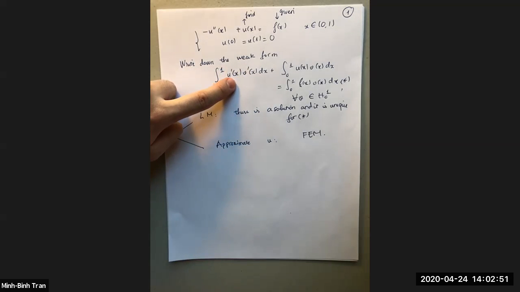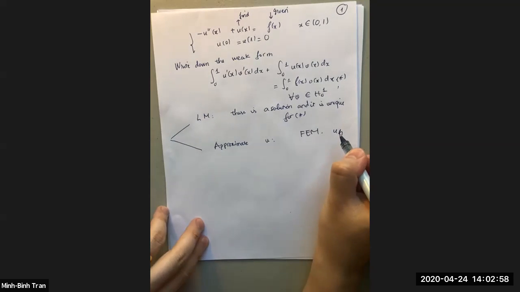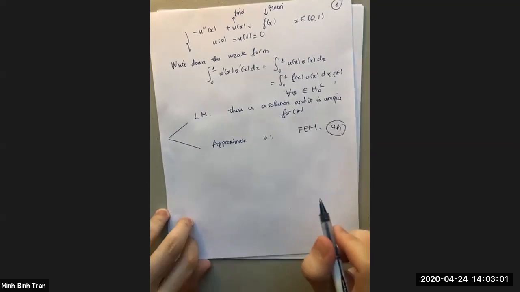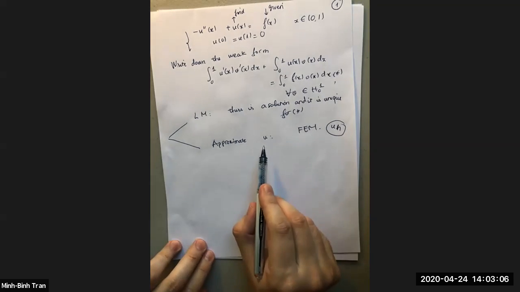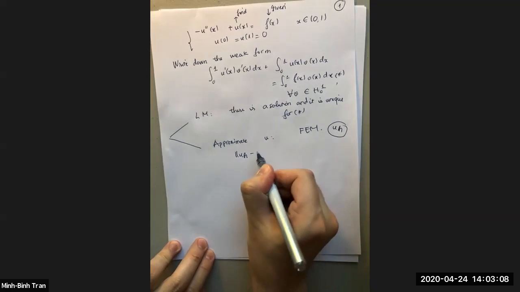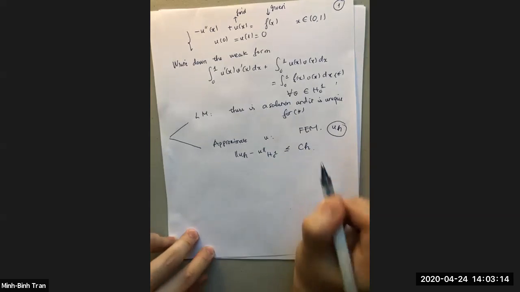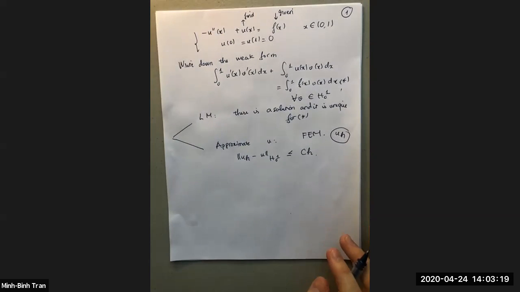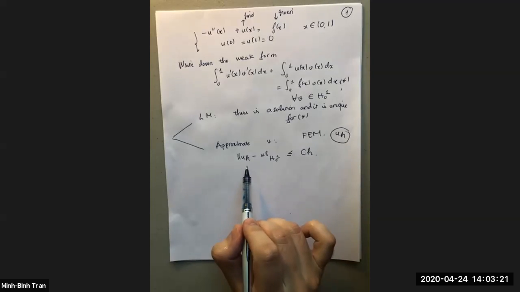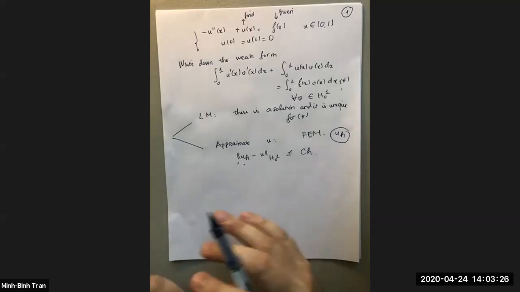First, you show that this equation has a solution and the solution is unique, and you approximate this solution by a solution u_h, and this solution u_h is not far from this solution u, right? So it's going to be of order h. When you send h to 0, the approximation u_h goes to u, right? So this is the whole idea of the whole thing.